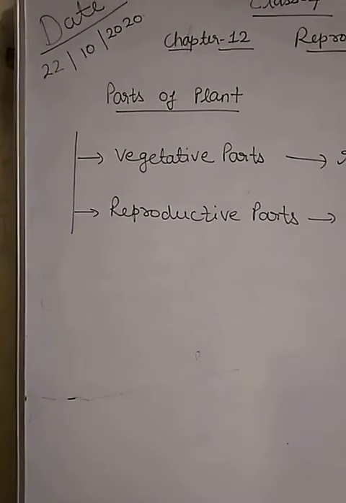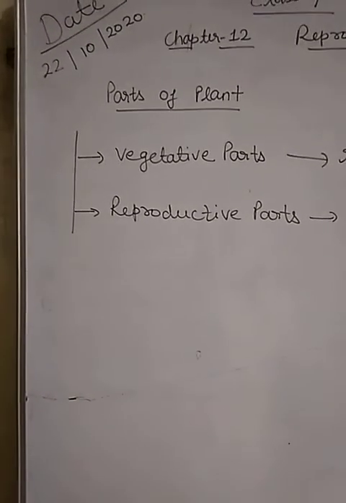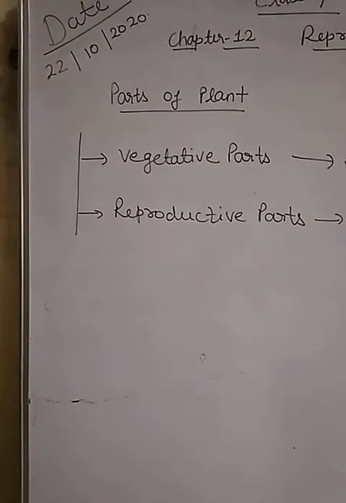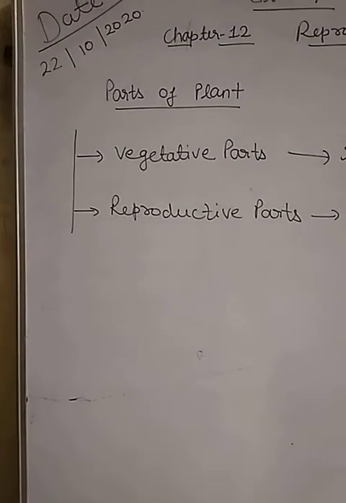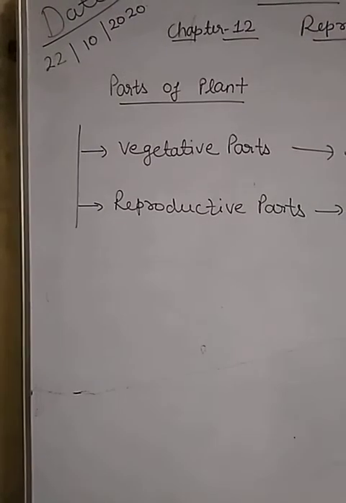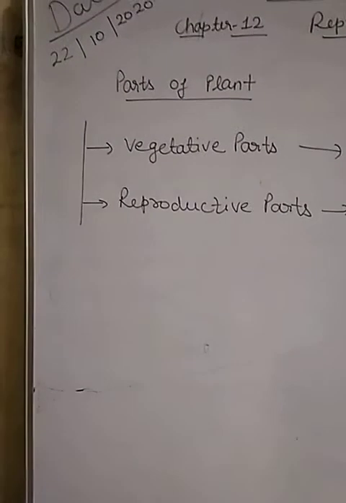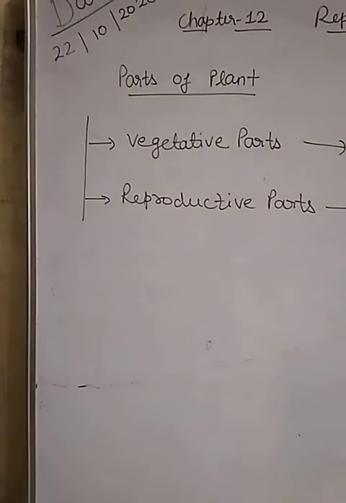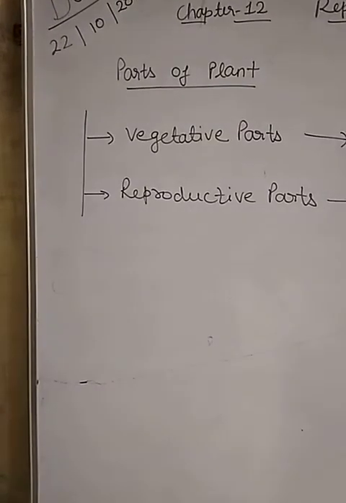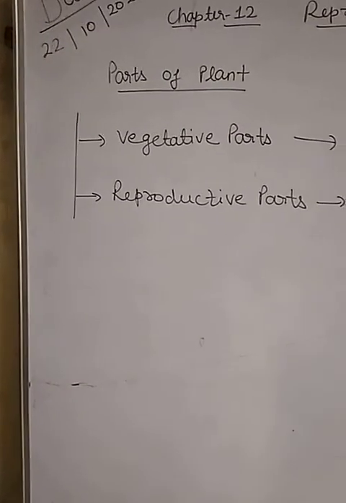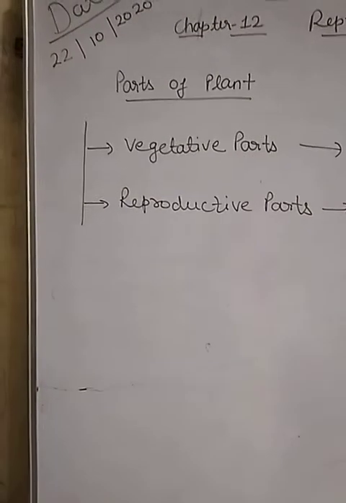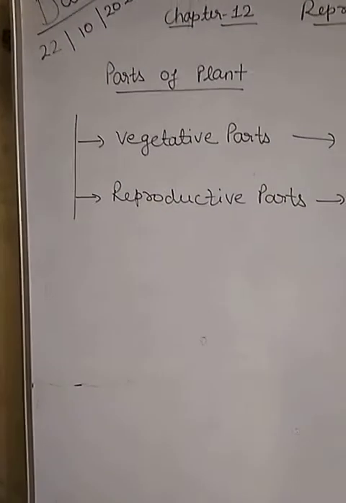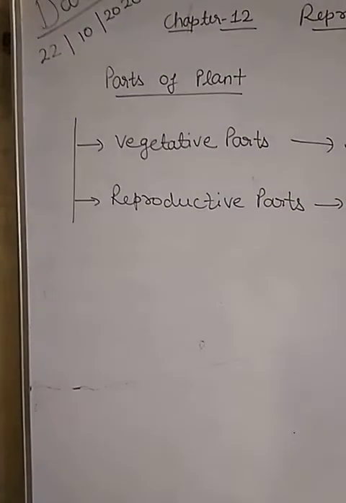Children, in some plants you have seen that they do not bear flowers, but they have root, stem and leaves. And children, you can germinate a new plant with the help of these parts, that is the root, stem or leaves. So children, these are the vegetative parts of the plant, which are the root, stem and the leaves.